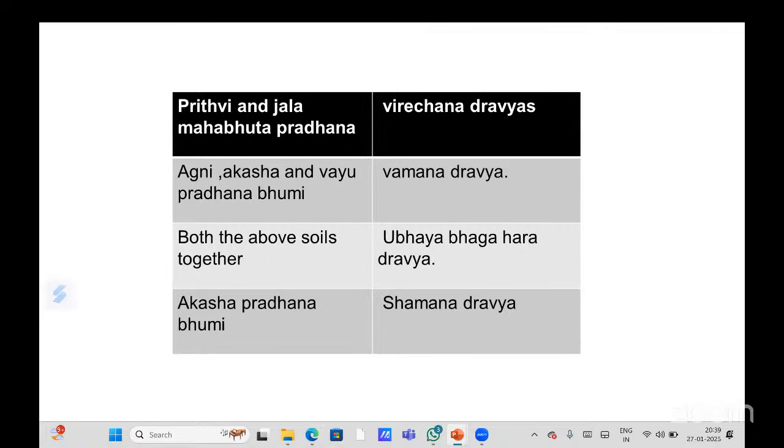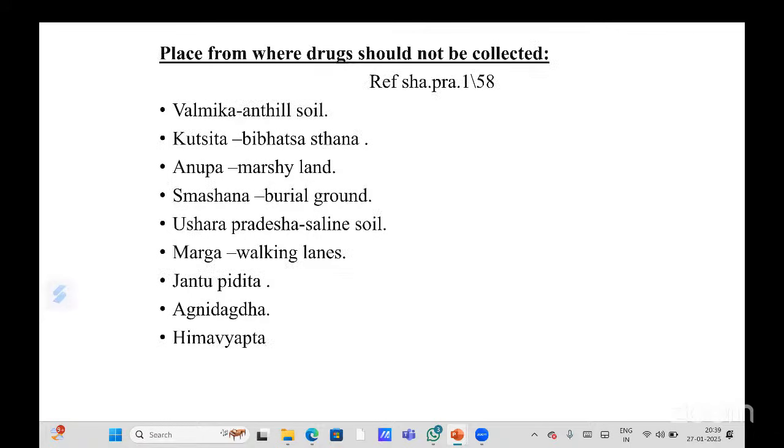So the places from where the drug should not be collected, with the reference of Sharangdhara, he tells: Valmika, Kushtashita, Anupa, Samshamana, Ushira Pradesha, Margaha, Jantu Pidita, Agnidagdaha, and Hima Vyaptaha. These are the areas where the drugs should not be collected: anthill soil, marshy land, burial ground, saline soil, roads and walking lanes, places affected with insects or worms, burnt places, and places affected with frost. In these places we should not collect it.